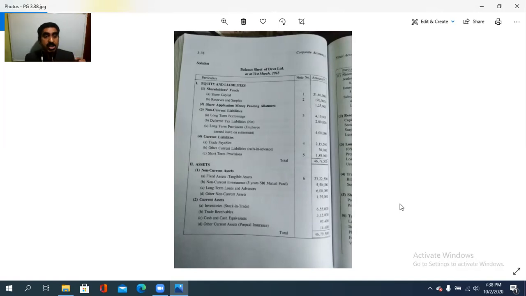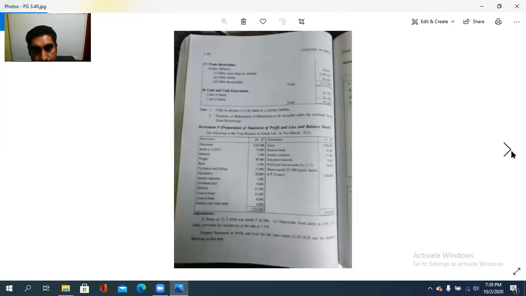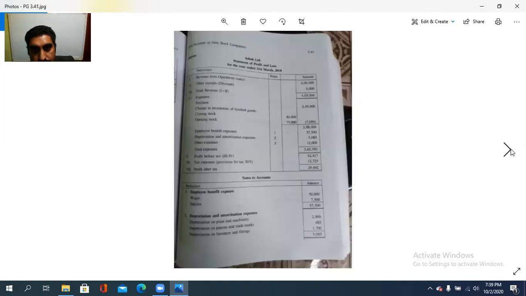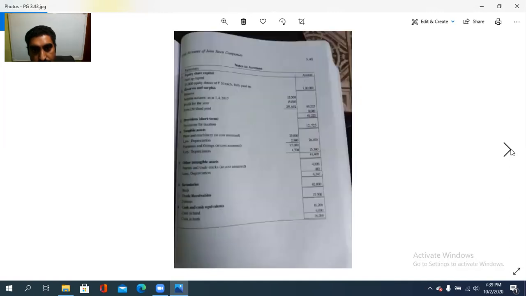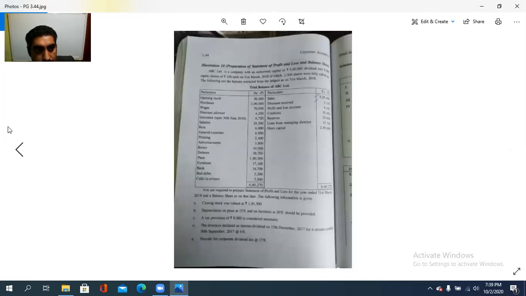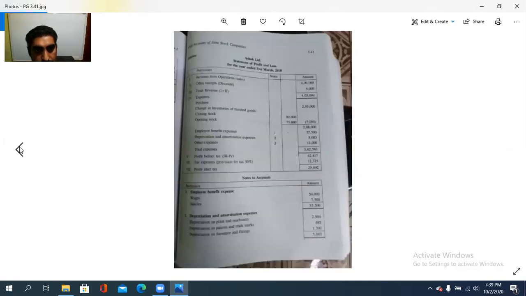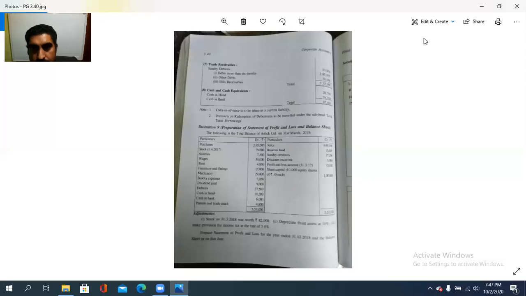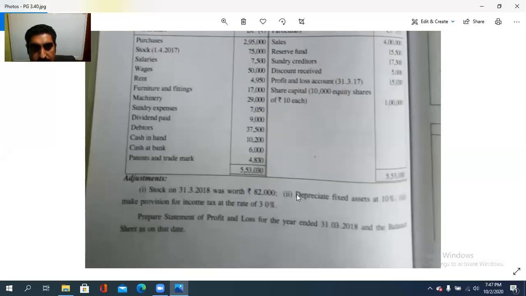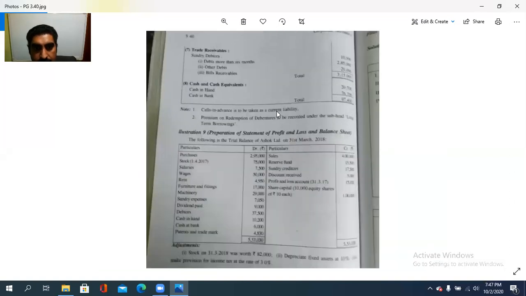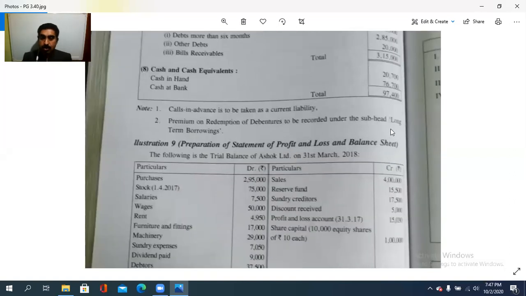For that purpose, we need to prepare notes to accounts like a statement, and we need to take the exact balances from the notes to accounts, and based on that we prepare the balance sheet. So this is the problem with the notes to accounts. One more problem we need to check. See, this is to prepare a statement of profit and loss and also the balance sheet.